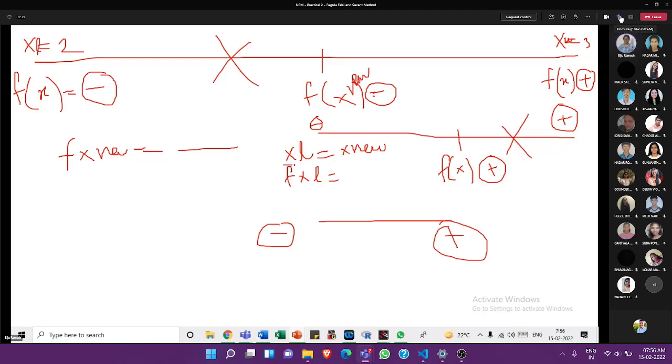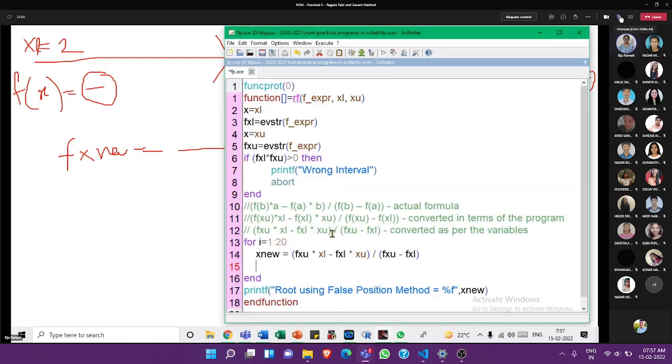Your xl is also changing to x new. Is your fxl changing? Because in this program, in regular falsi, we need the f of xl also, f of xu also, in the formula. But in the case of bisection, we only needed xl and xu in the formula. But here, we need fxl and fxu also in the formula. So that is what we have written here. We need fxu and fxl also.